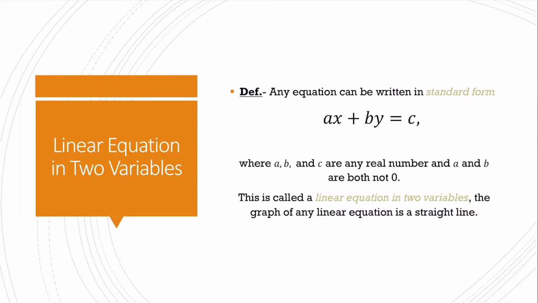A linear equation in two variables can be written in standard form, which is ax plus by equals c, where a, b, and c are any real numbers and a and b are both not zero. I can't have them both be zero because then I wouldn't have any x variables or any y variables. It's also important to note that the graph of a linear equation is a straight line, and every point on the line is said to satisfy the equation, so it's part of the solution set.